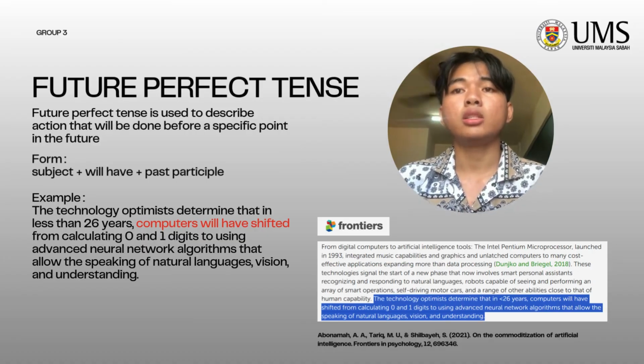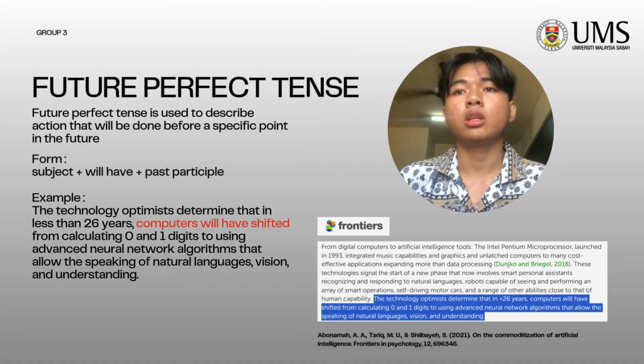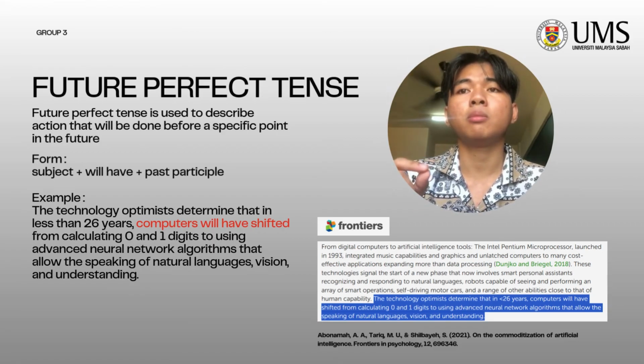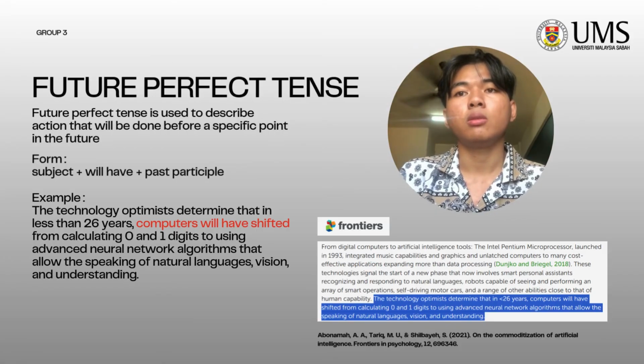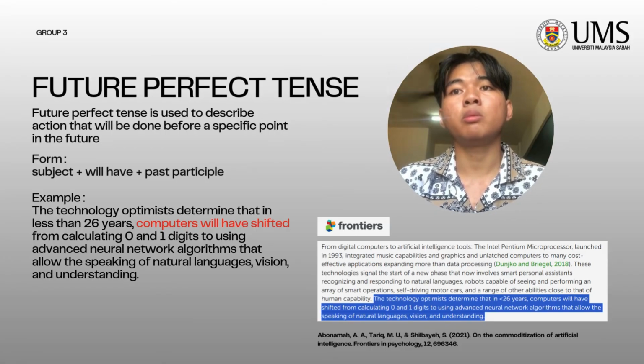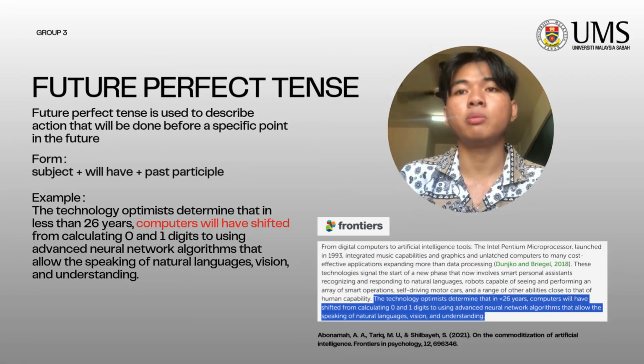Okay, let us look at this sentence, which is, the technology optimist determined that in less than 26 years, computers will have shifted. This part meets the condition to become a future perfect tense, which is an action that will be done before a specific point in the future.